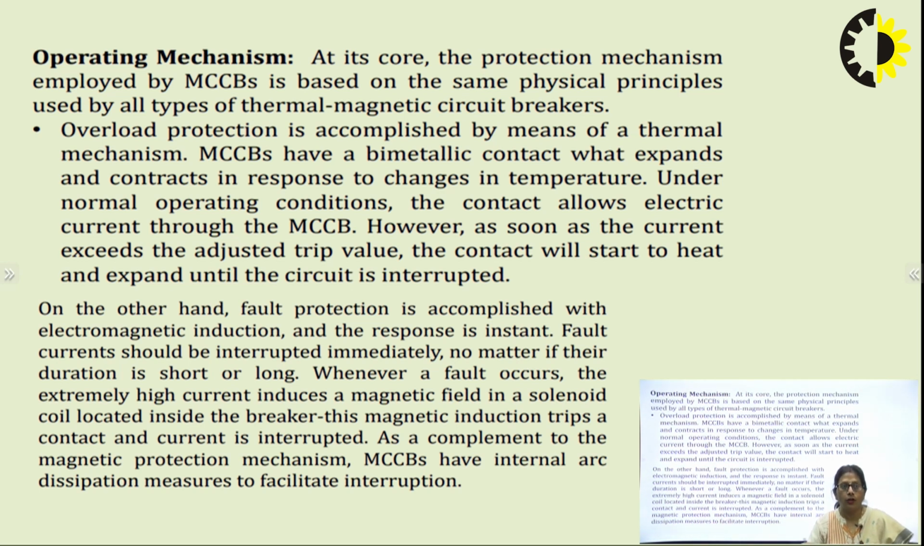On the other hand, the fault protection, the overcurrent protection, is accomplished with electromagnetic induction, and the response is very instant. The fault current should be interrupted immediately, no matter whether the fault duration is short or long. Whenever a fault occurs, the extremely high current induces a magnetic field in the trip coil, the solenoid coil located inside the breaker. This magnetic induction trips the contact and the current is interrupted. As a complement to the magnetic protection mechanisms, MCCBs have internal arc dissipation measures to facilitate interruption.